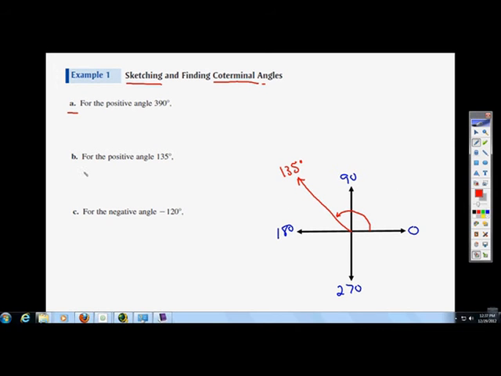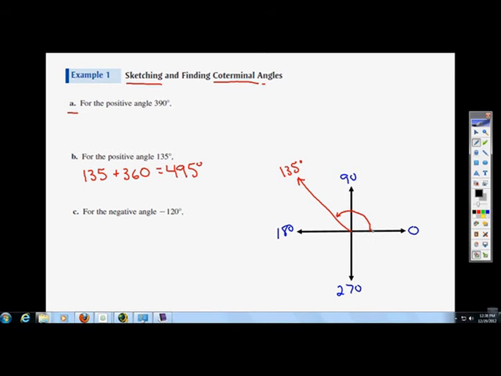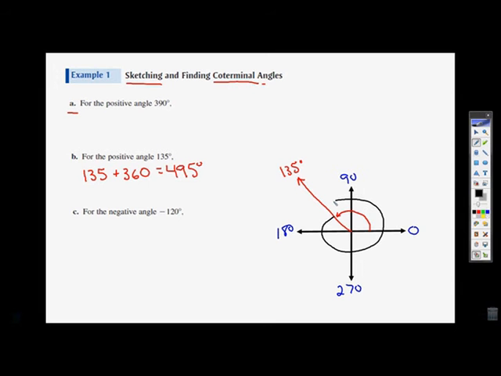Well, since I was given a positive angle, the positive coterminal will be the easiest to find. Just add another revolution around the circle. 135 plus 360 is 495. So here for our positive coterminal, I've opened up to the same 135 degrees, and then I just did another revolution around. 135 plus the 360 is 495 degrees.